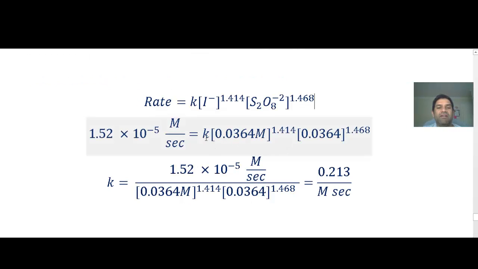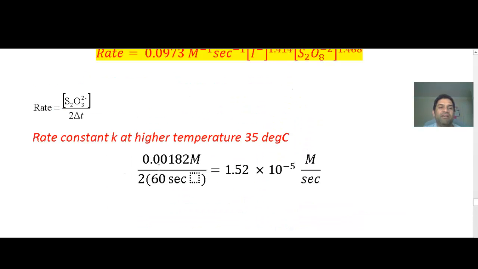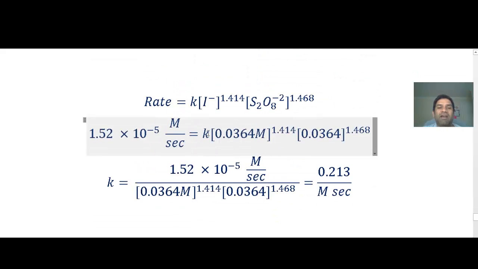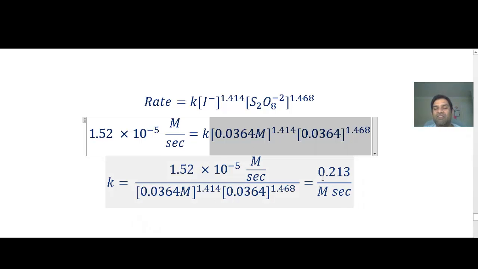So solving for K here, K is going to equal the rate we got at the higher temperature, which we've calculated up here using this formula, divided by all of this stuff here. These are the concentrations at experiment 4, which are the same conditions as experiment 1, so the same concentrations. Moving this all the way down to the denominator, isolating K, and doing this math, I'm getting a value of about 0.213 per M per second, or you can say 0.213 M to the minus 1 seconds to the minus 1.